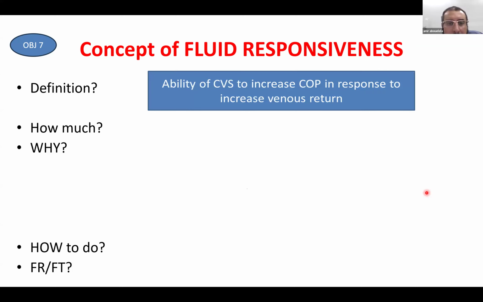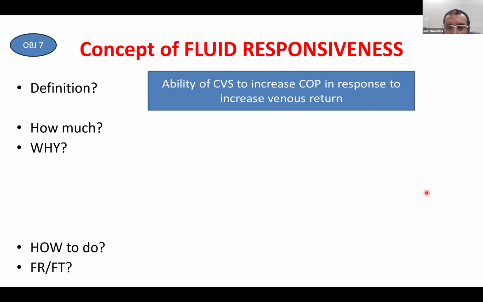Basically, the definition is easy. The definition of fluid responsiveness is the ability of the cardiovascular system to increase the cardiac output in response to increased venous return. It's very simple. You are giving the patient fluids, and you are expecting that the patient will respond by increasing the cardiac output. This is the normal expected response, but of course this is not happening in all patients. In some patients this will happen, in some patients it will not. And this is the role of fluid responsiveness: to tell us, before giving the fluid, if this patient will respond to the fluid by increasing the cardiac output or not.